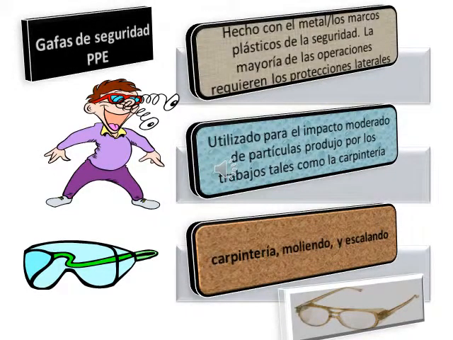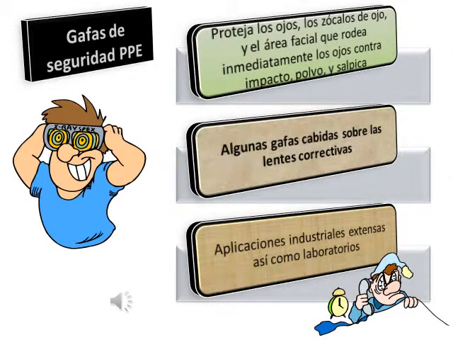Made with metal or plastic safety frames, safety glasses at most operations require side shields. Used for moderate impact from particles produced from such jobs as carpentry, woodworking, grinding, and scaling. Goggles protect your eyes, eye sockets, and facial area immediately surrounding the eyes from impact, dust, and splashes. Some goggles fit over corrective lenses. Widespread industrial uses as well as laboratories.